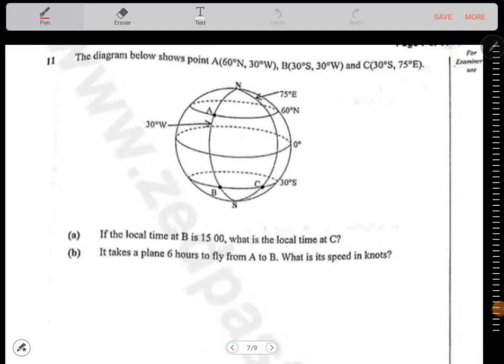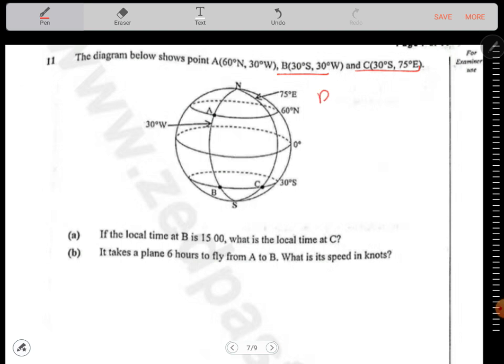The diagram below shows points A, B, and C. You can see them, like A is there, B is there, and C is there. If the local time at B is 15 hours, what is the local time at C? Now, when we look at B and C, these two are in different hemispheres. Sorry, I'm talking about B and C.